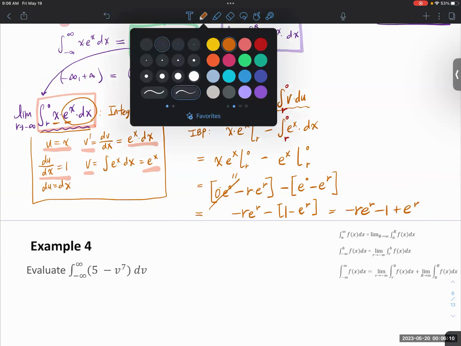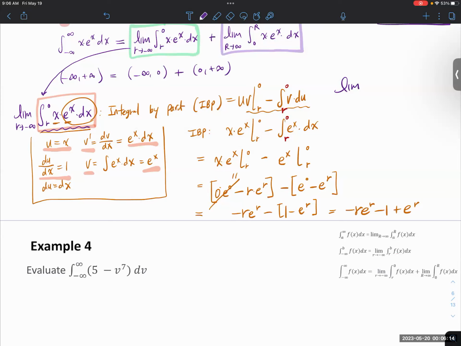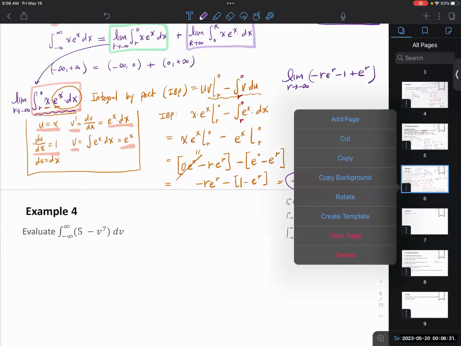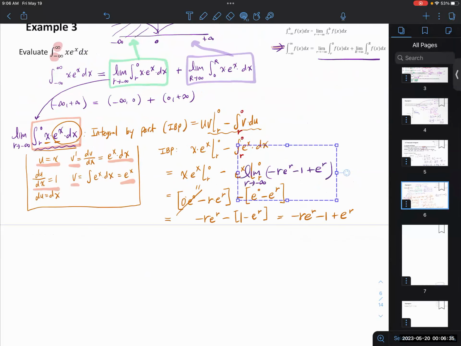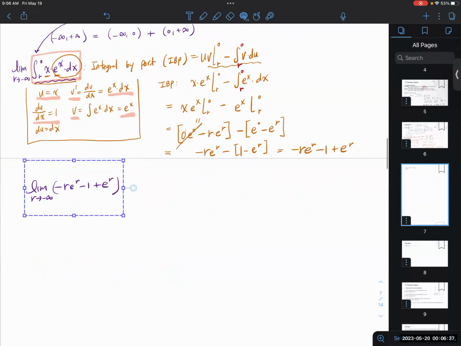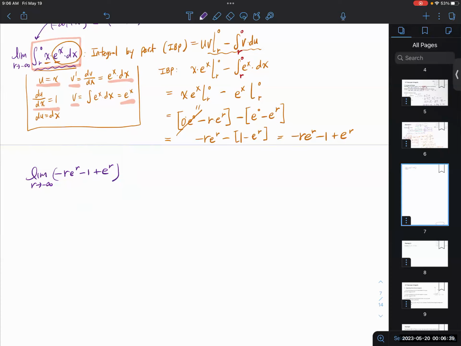Now we are going back to the limit. So limit as r approaches negative infinity, we're going to plug in back here: negative r e to the r minus 1 plus e to the r. Now we are going to evaluate the limit. To do that, I'm going to make a little bit of space. Here, I'm going to bring this one all the way down. So we are going to take the limit of this.